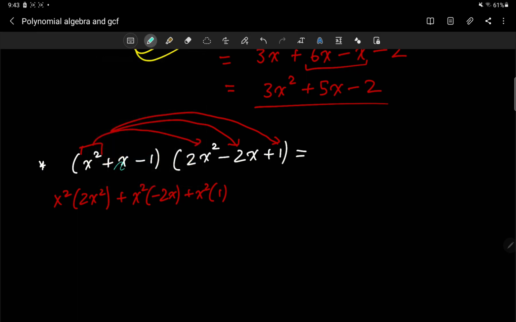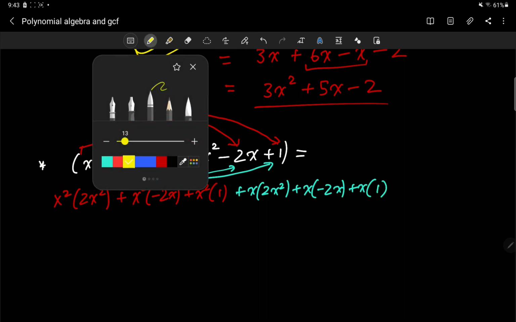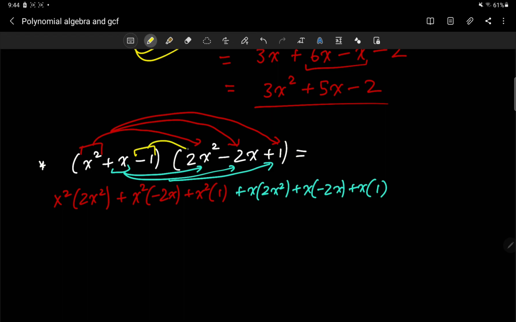Then I take the second term and multiply with the first, the second, and the third. So that gives me x times 2x squared plus x times negative 2x plus x times 1. But now I also have a third term. So I take this negative 1 and I multiply it with each of them. So that's negative 1 times 2x squared plus negative 1 times negative 2x plus negative 1 times positive 1.